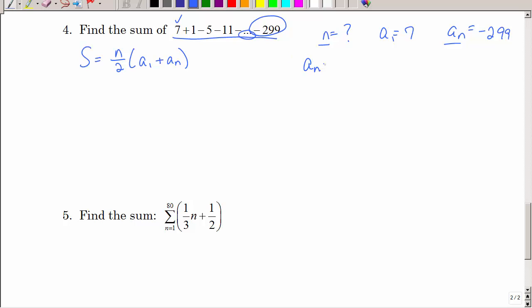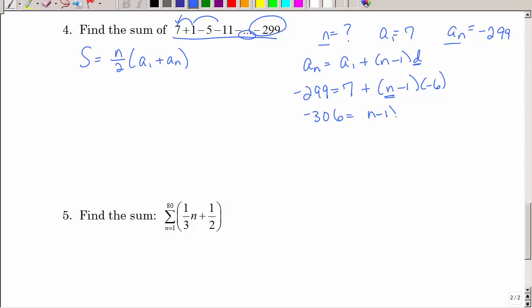So then I'm going to go back to this formula. Well, if a sub n is negative 299, and my first term is 7, but I don't know n, what's d? Did I add? Did I subtract? I believe I subtracted 6, so my common difference is negative 6. So this is what I need to solve for n. So I'm going to subtract 7 from both sides. And yes, you could distribute the negative 6, but I think I'm just going to go ahead and divide by negative 6, and I'm going to get 51.